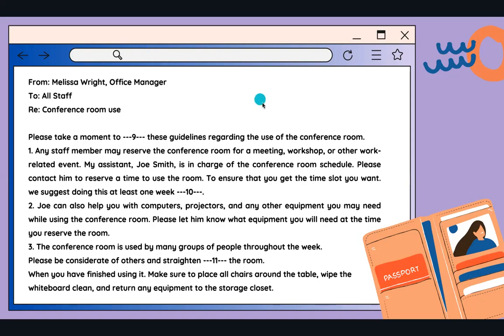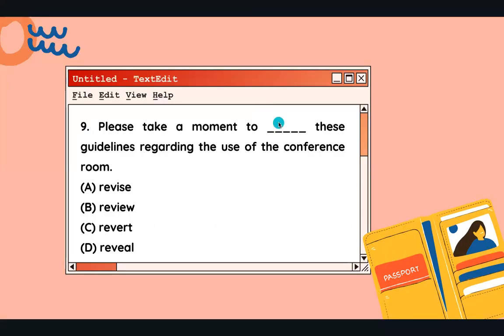Okay, time's up. For question number 9, please take a moment to this guideline regarding the use of the conference room. A, revise, B, review, C, revert, D, review. I will give you 20 seconds. Please type the answer in the chat box.